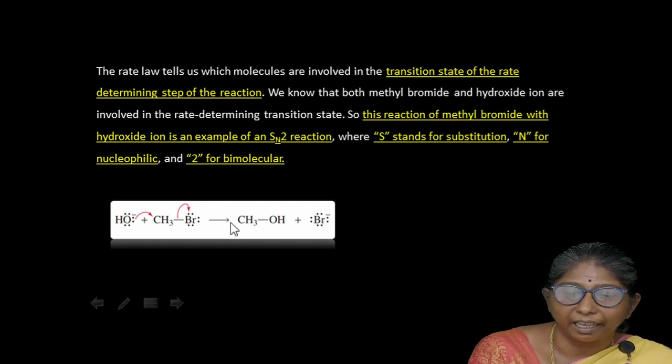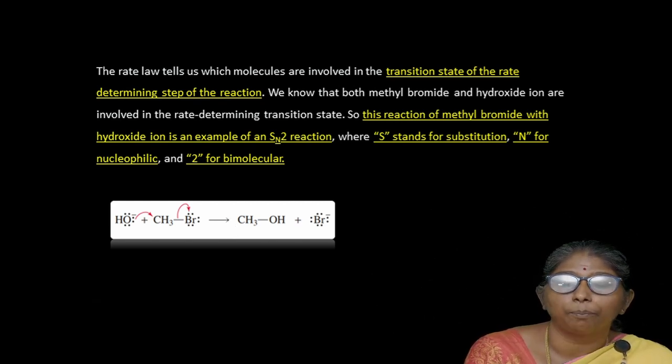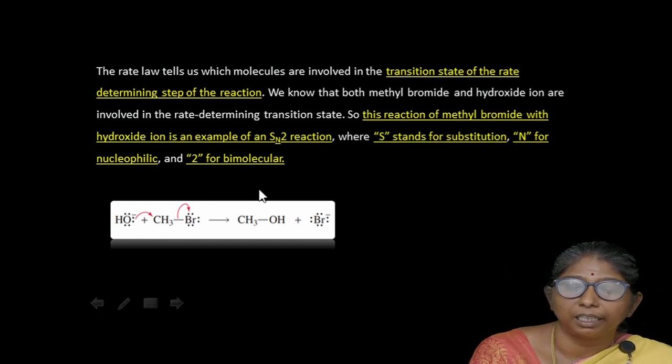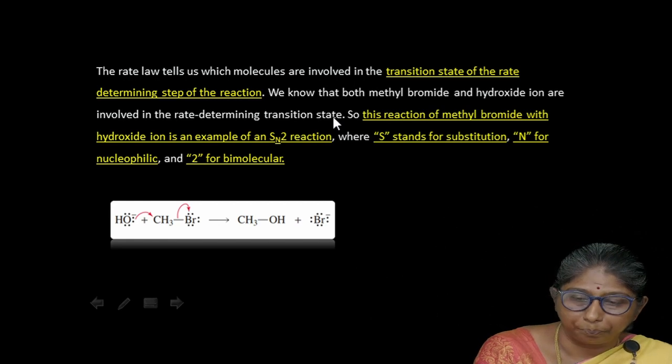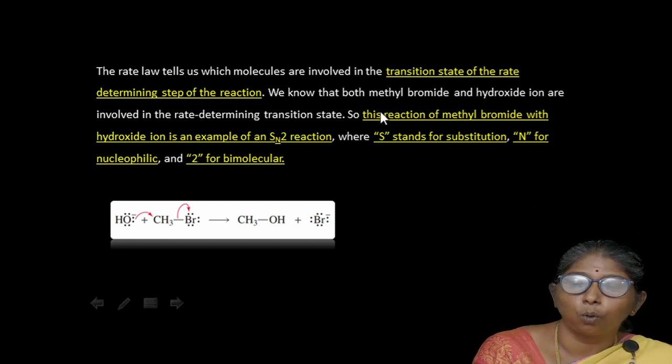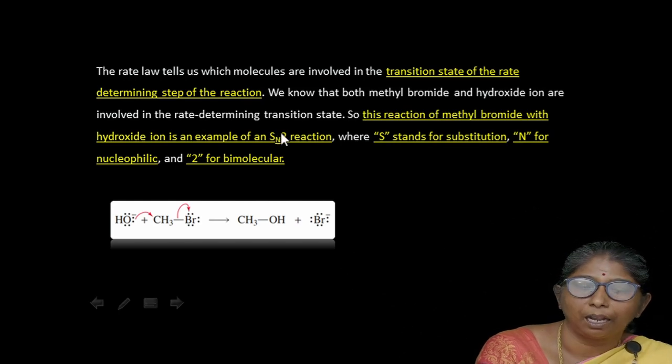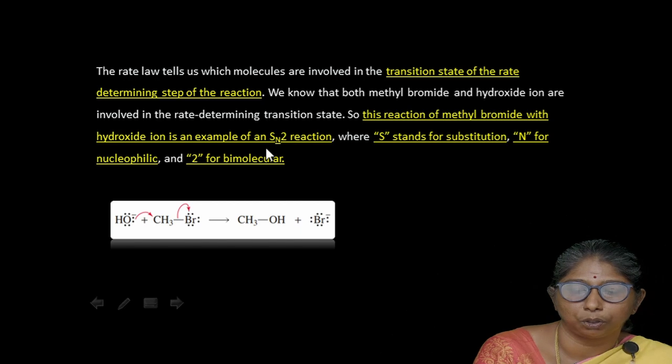So we are saying that this is a bimolecular reaction. So we can call this SN2. S stands for substitution, N stands for nucleophilic, and 2 for bimolecular. Here both the reagents, methyl bromide and hydroxide ion, are involved in the rate determining step, and so this reaction is a bimolecular nucleophilic substitution reaction.